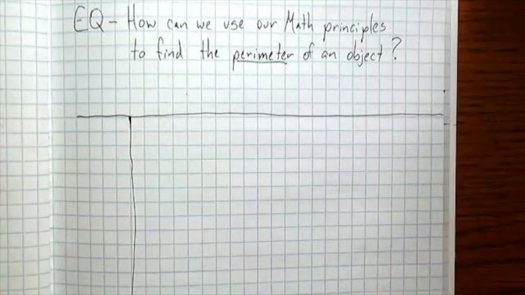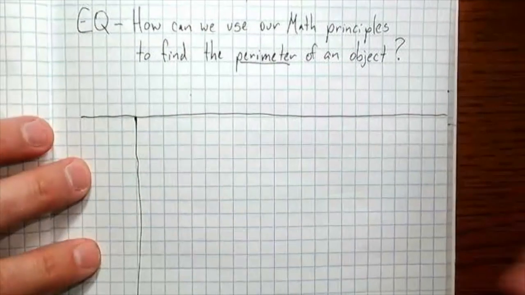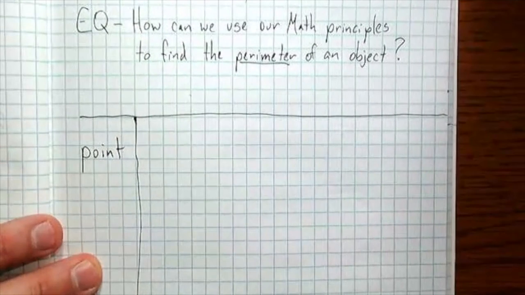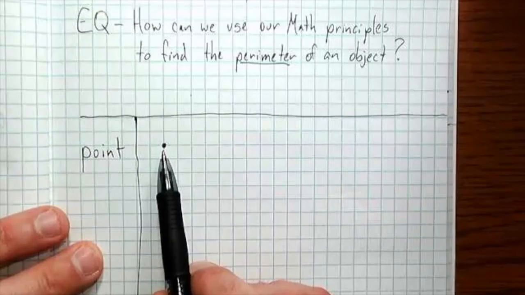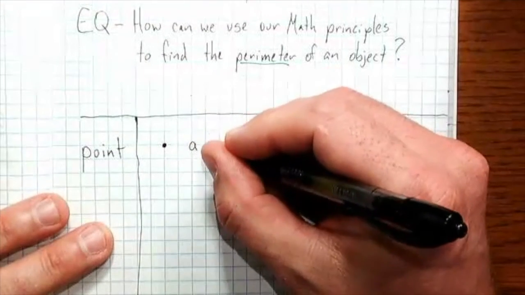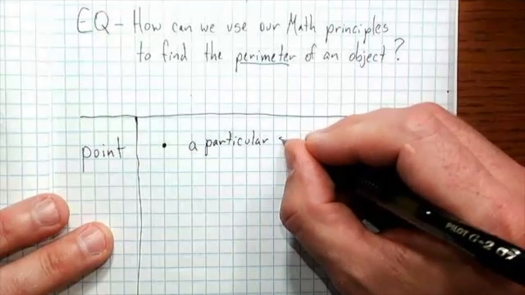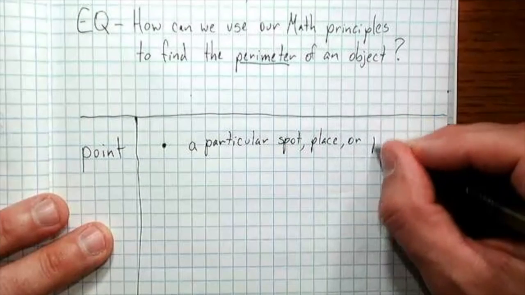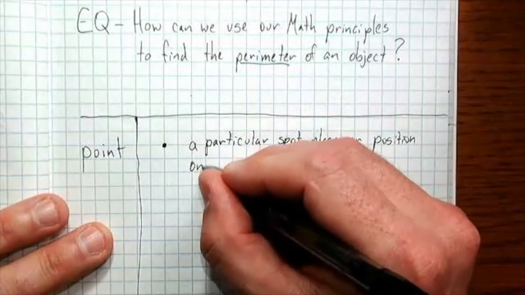Like I said, I'm going to go over some of the basic vocabulary that we're going to be using today, and I'm going to start off with the most basic of basic geometrical principles and shapes, and that is the point. You've heard this word before when we say things like decimal point. It's exactly that, a point. It's basically a dot. It's a particular spot, place, or position on a surface or object.